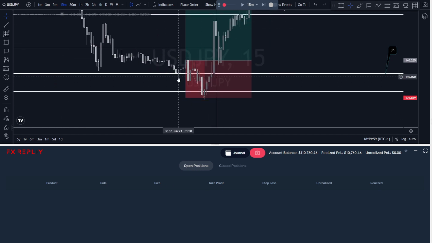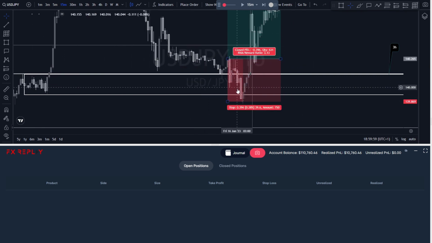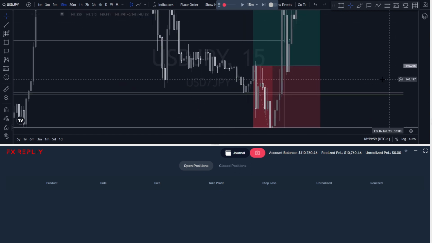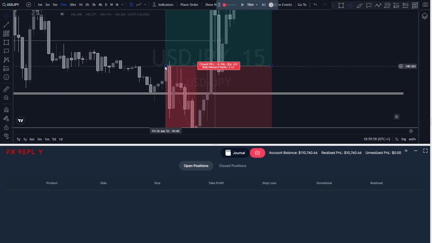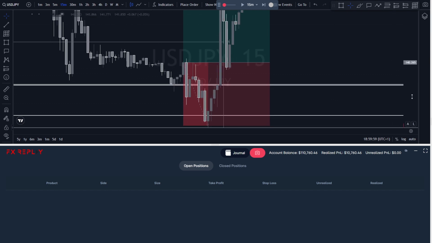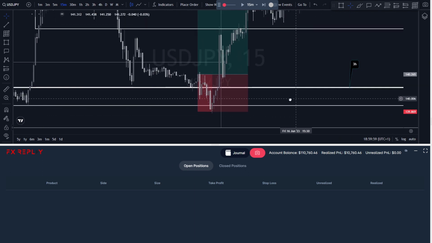And right here I entered once it dipped into the breaker block, but I could have still waited for a better entry, since I was also considering not entering right here, since I also wanted a breaker structure above this high, but it didn't happen, and you know, like I said, because of impatience I still entered.